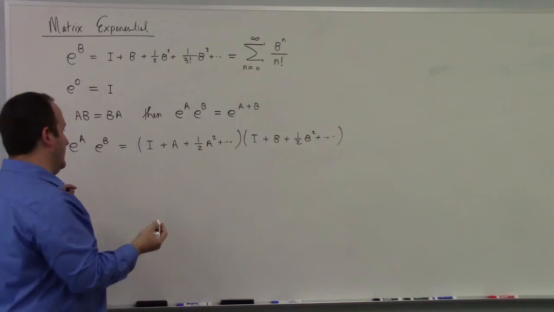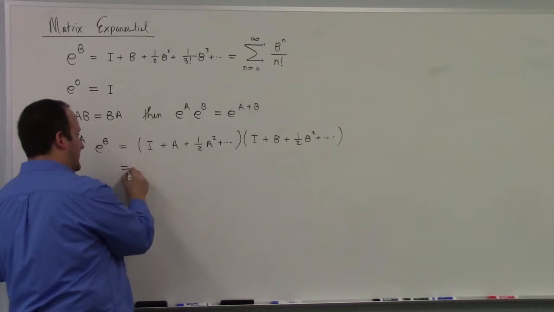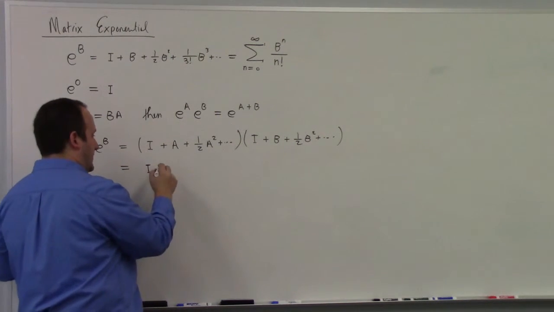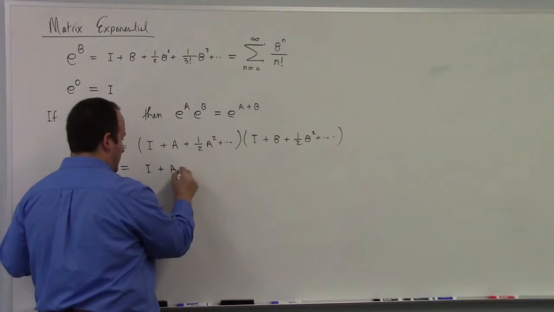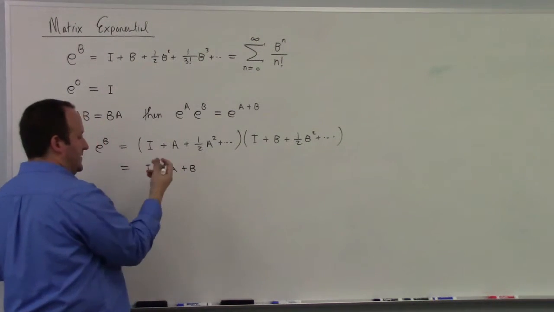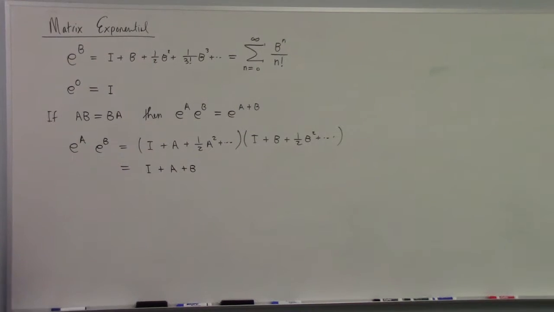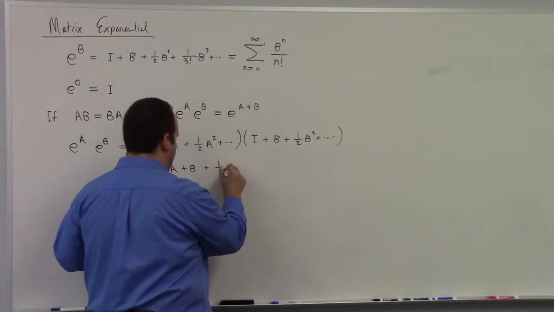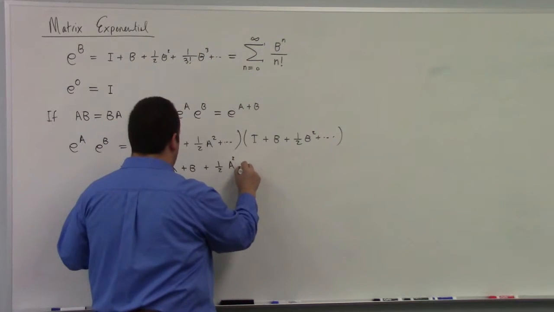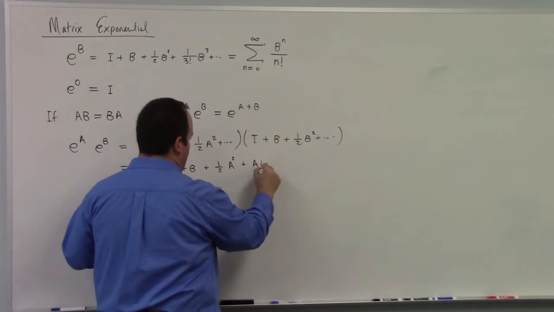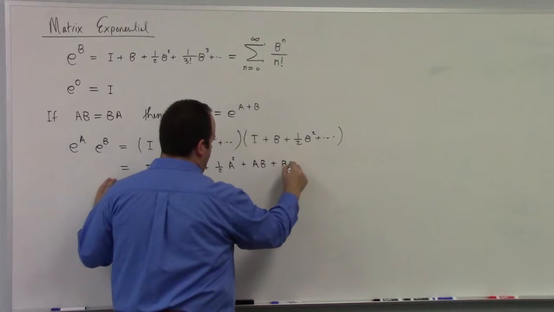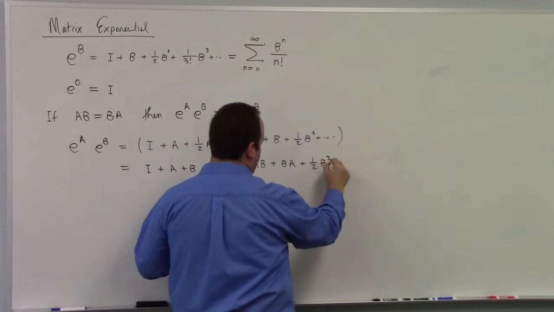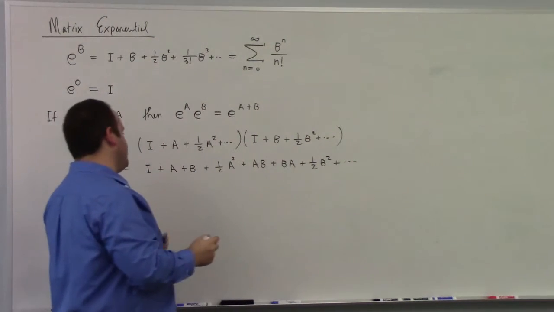Right? And so if you multiply this, what do you got? You got yourself I plus A plus B. That's the linear terms. And the quadratic terms are a little bit more fun. So plus 1/2 A squared plus A times B plus B times A plus 1/2 B squared plus and so on.